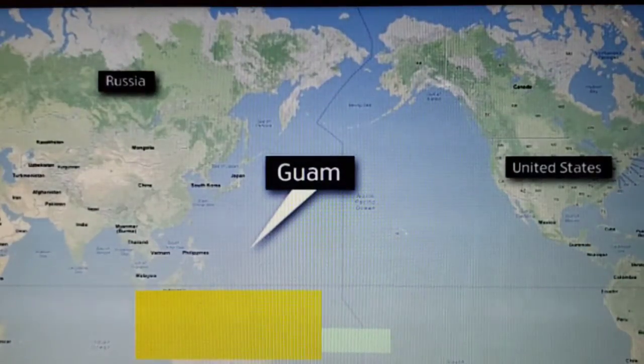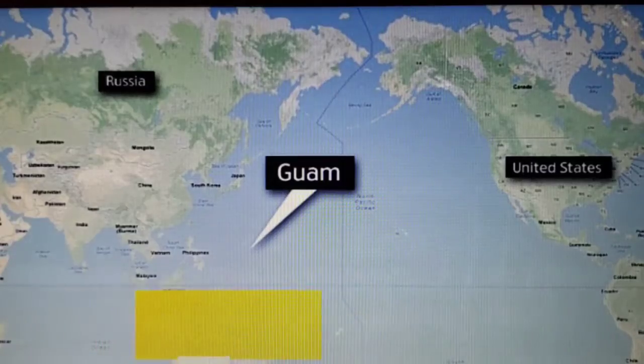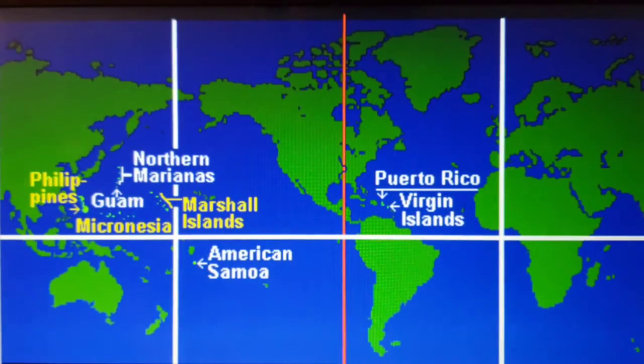The other is territories. The United States has so many territories. Guam is one. To say a few more, Puerto Rico, the Virgin Islands, Northern Marianas, and the Marshall Islands, American Samoa, these are American territories, which means they're not attached to the mainland of the United States, or they're not states.